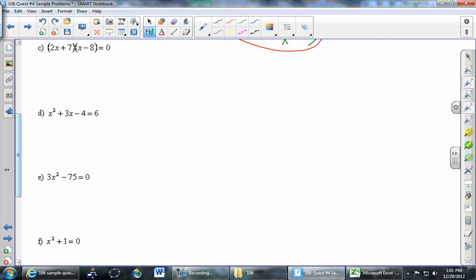Part C, 2x plus 7 times x minus 8 equals 0. A lot of folks feel an obligation to start distributing here.